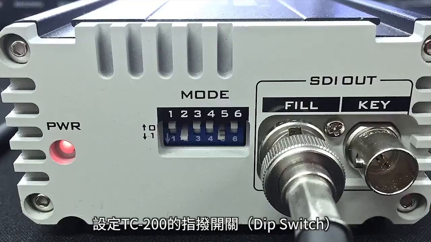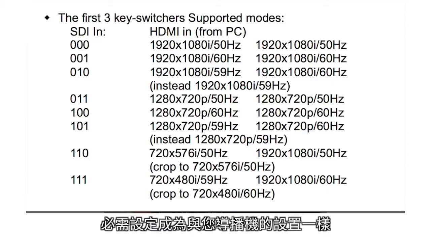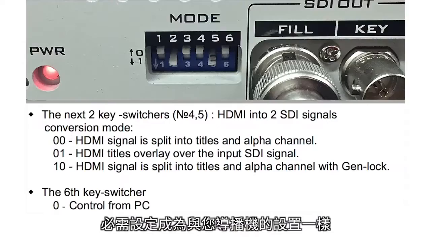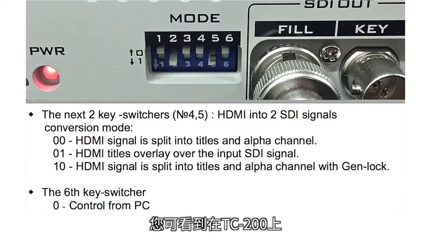Next, set the dip switch settings on the TC-200. Switches 1 to 3 are the video resolution settings and should be the same as what you have set on your switcher. Switches 4 and 5 are the keying mode or the conversion mode, as you see on the TC-200.